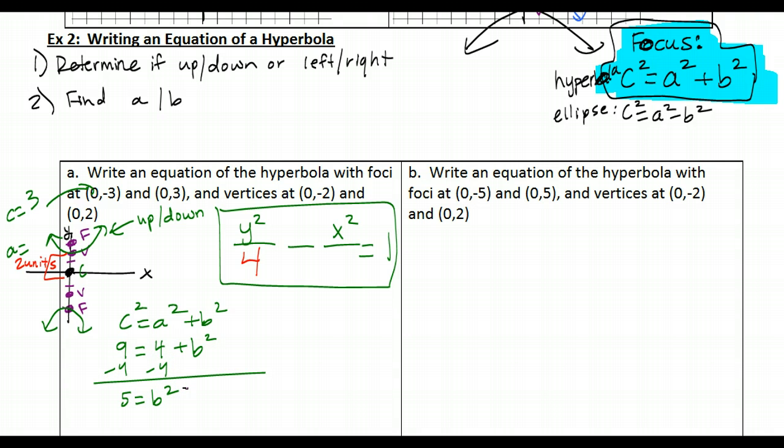And actually, I don't even have to solve for b, because in order to create an equation, right here I put what b squared is. The other way of doing it is I could figure out that b is the square root of 5, and then b squared is 5.